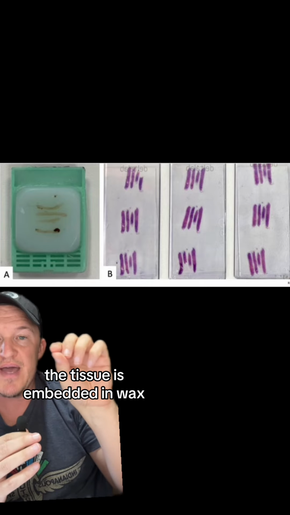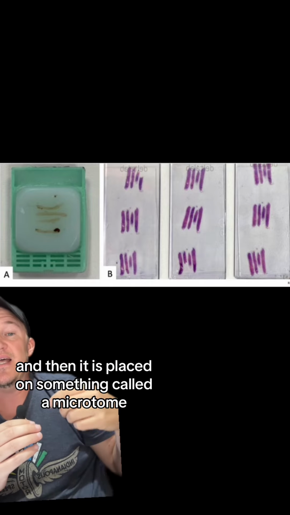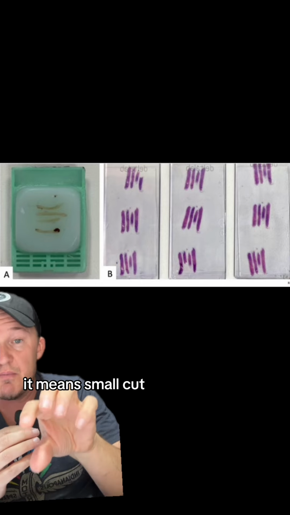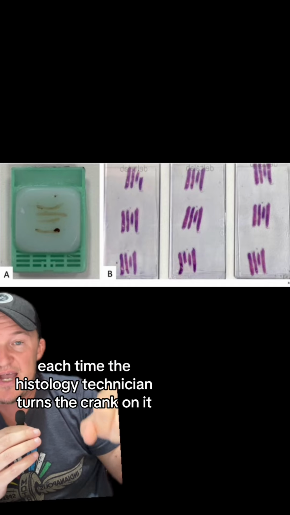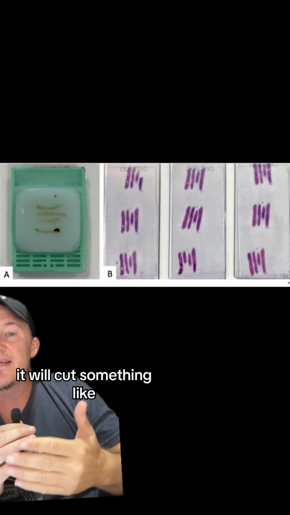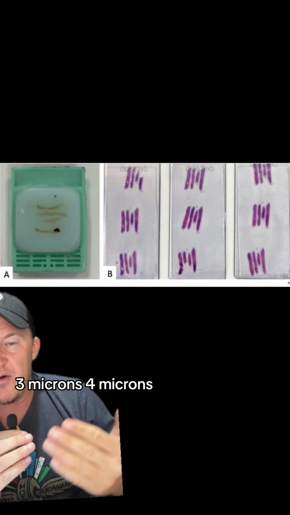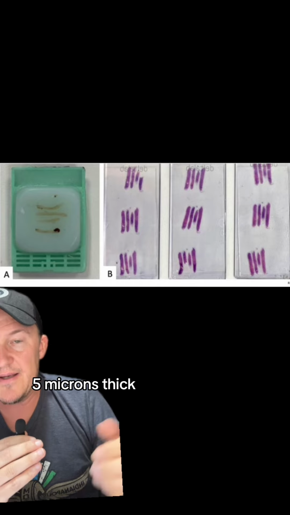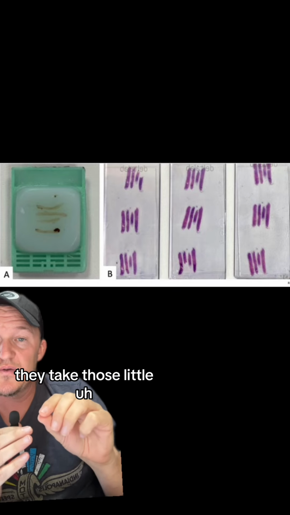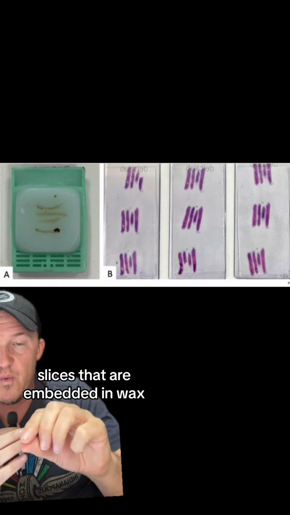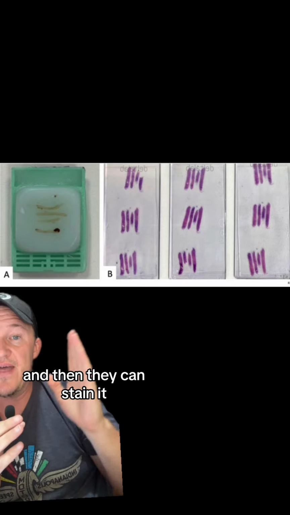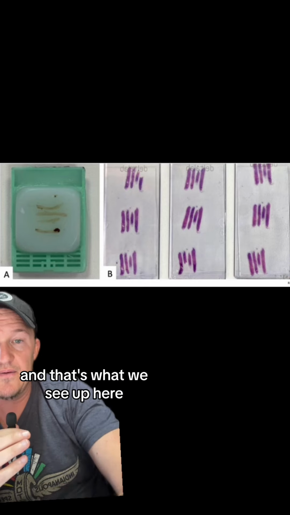So the tissue is embedded in wax, and then it is placed on something called a microtome. If you break that word down, it means small cut. And that's because each time the histology technician turns the crank on it, it will cut something like 3 microns, 4 microns, 5 microns thick. A micron is a thousandth of a millimeter. And so what happens is they take those little slices that are embedded in wax, they then can put it on a glass slide, and then they can stain it. And that's what we see up here.